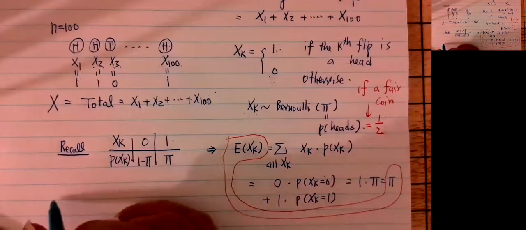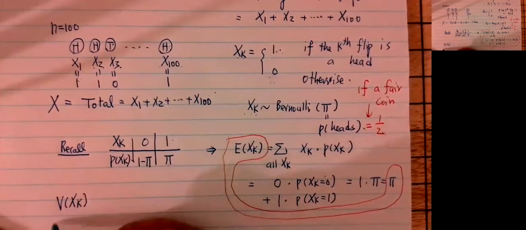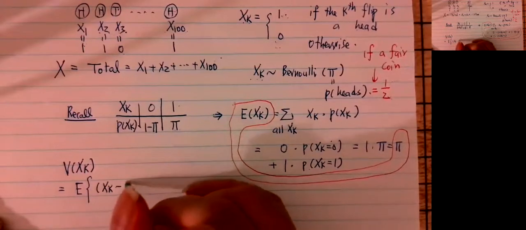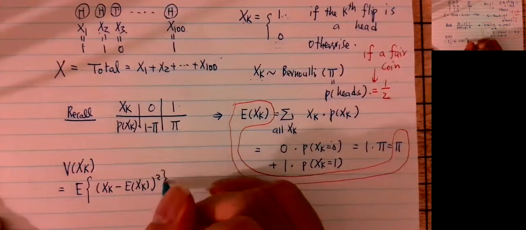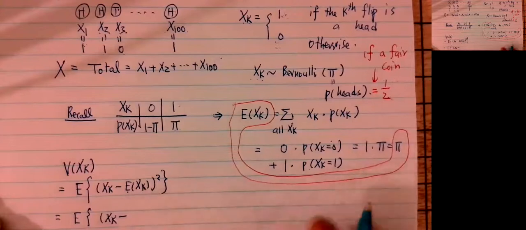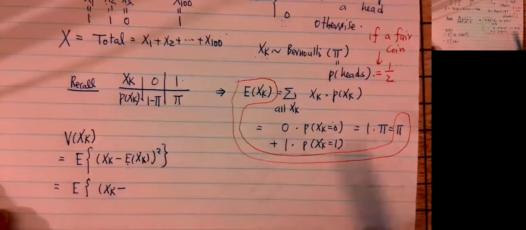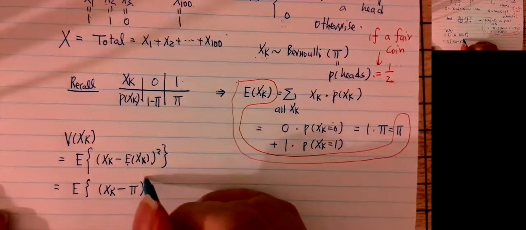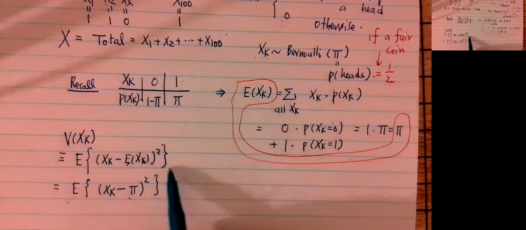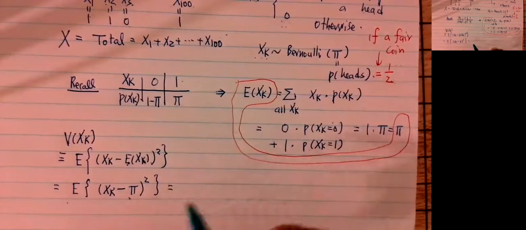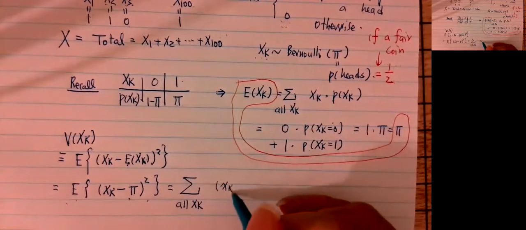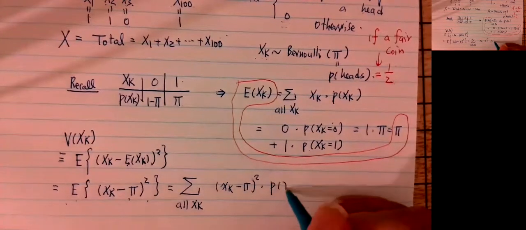Okay? Now, what is the variance of Xk? The variance of Xk is the expected value of Xk minus the expected value of Xk, the whole thing squared. The expected value of Xk we just found is the probability of getting success. So E[Xk] is pi. So what's the variance of Xk by definition? Okay, it is this, and we know E[Xk] is pi, plug it in. So how do we find this? Well, sum over all possible values of Xk, Xk minus pi squared times the probability of Xk.